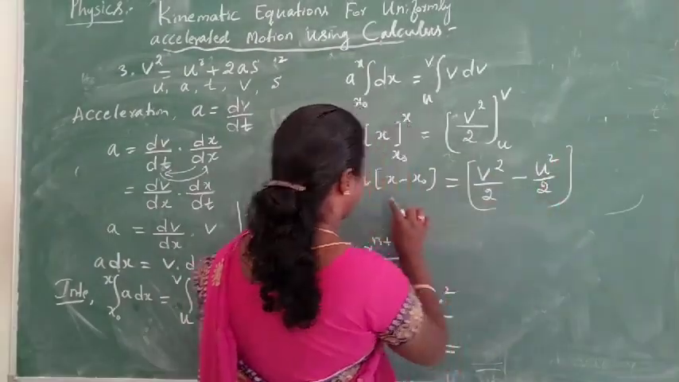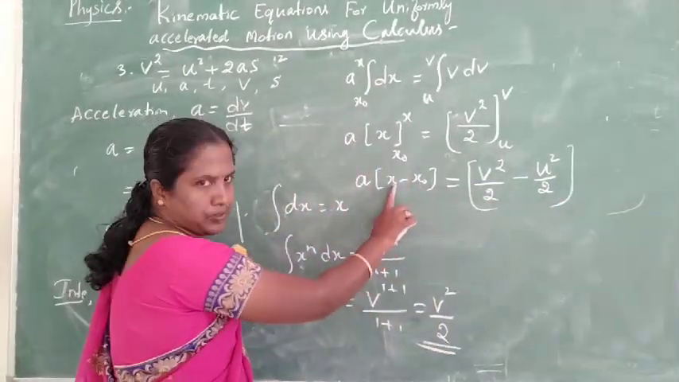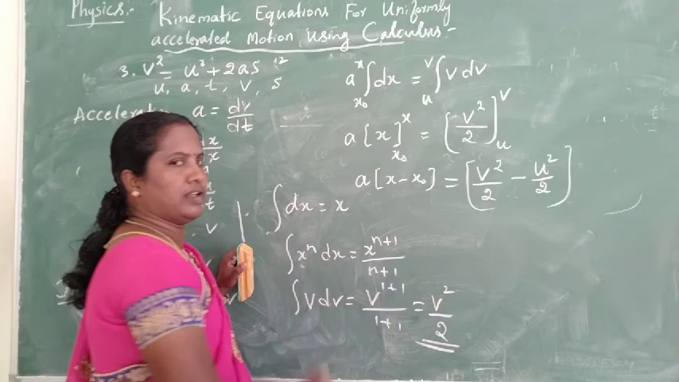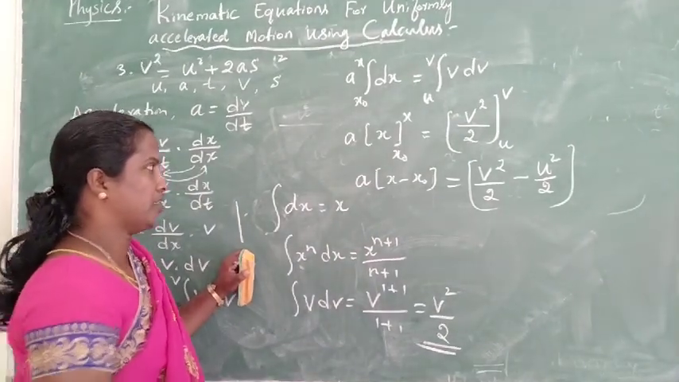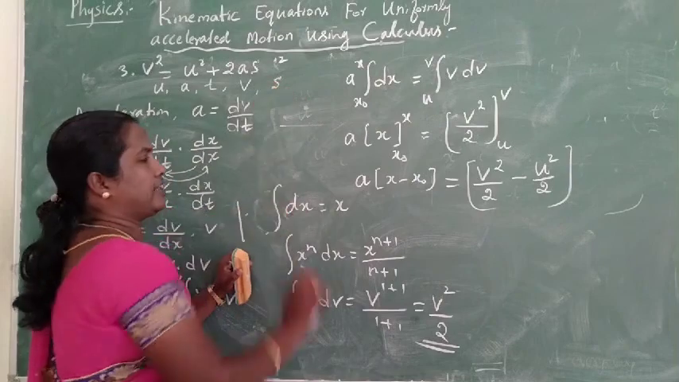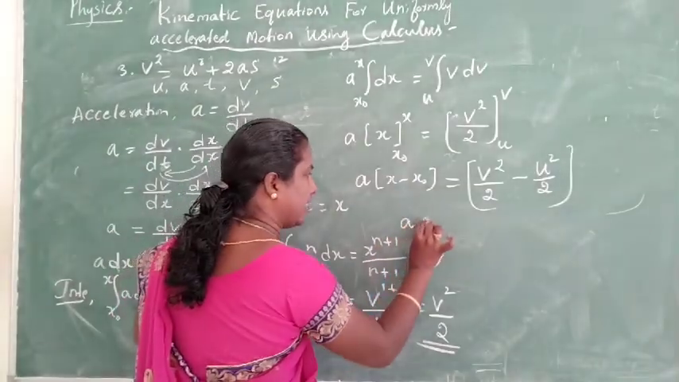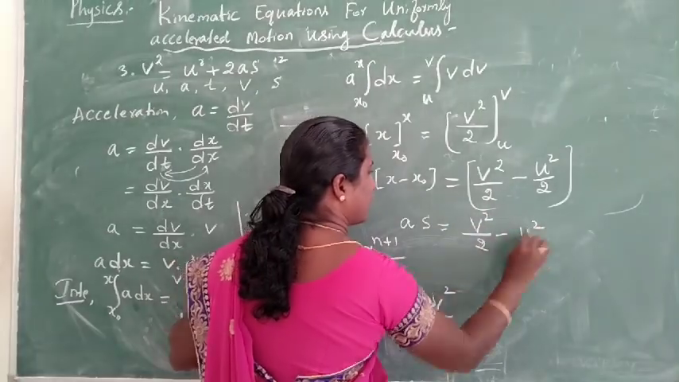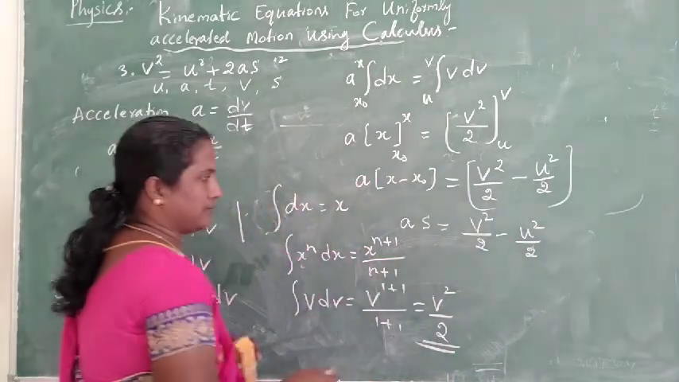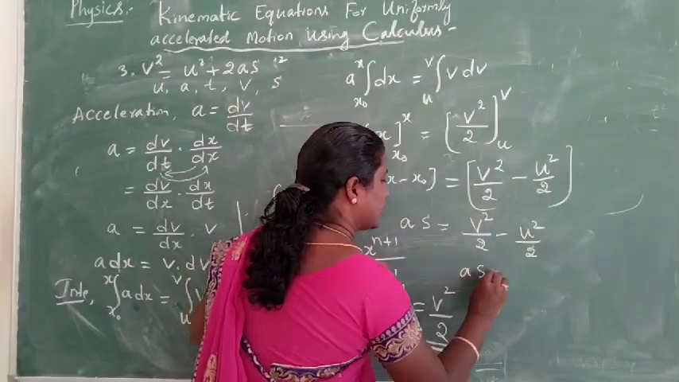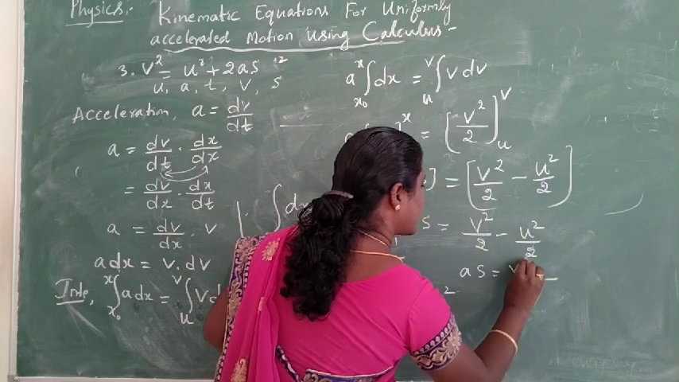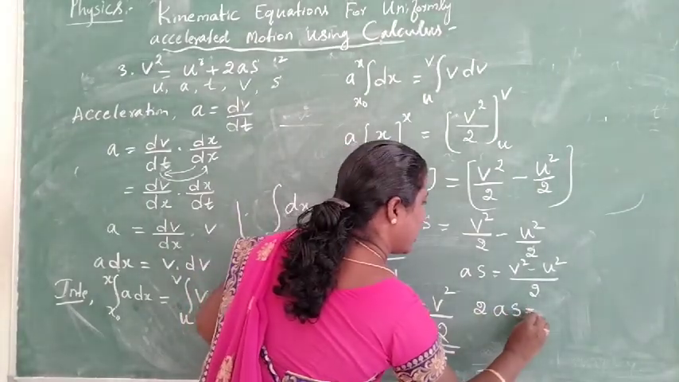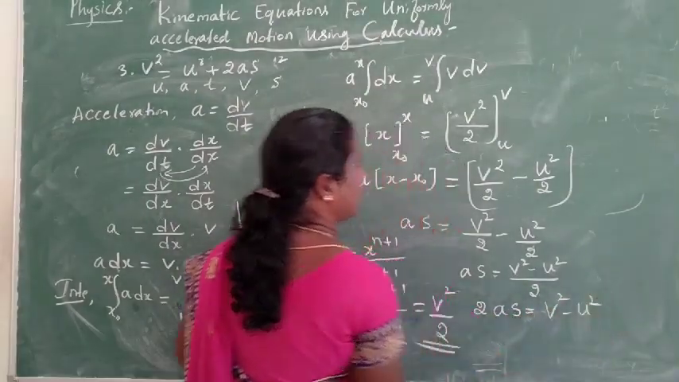Now in this term, x is the final position and x0 is the initial position. The change, final minus initial, gives the displacement of that object. Displacement can be represented by the letter s. So we can write a into s is equal to v square by 2 minus u square by 2. Take the LCM: a into s is equal to v square minus u square by 2. Now take this 2 and multiply this side: 2as is equal to v square minus u square.